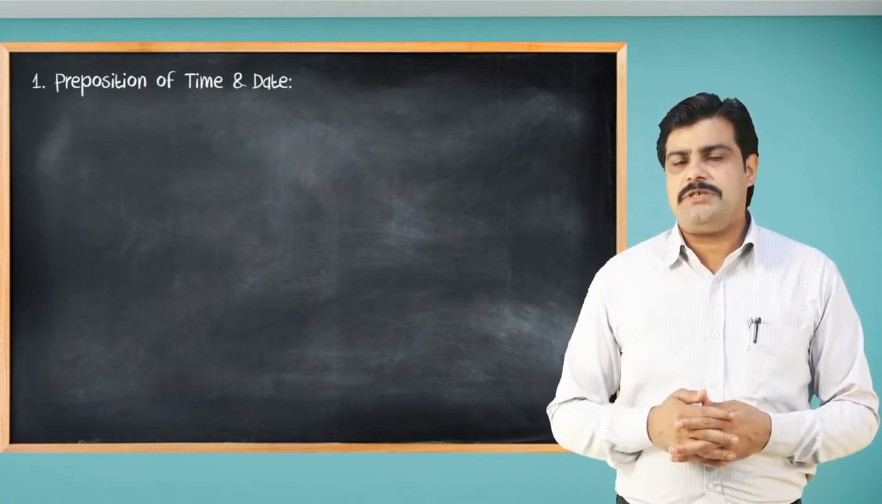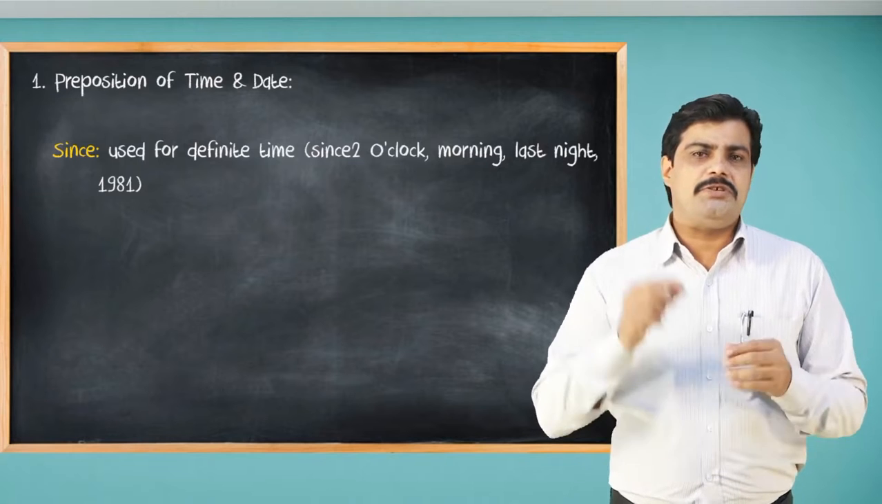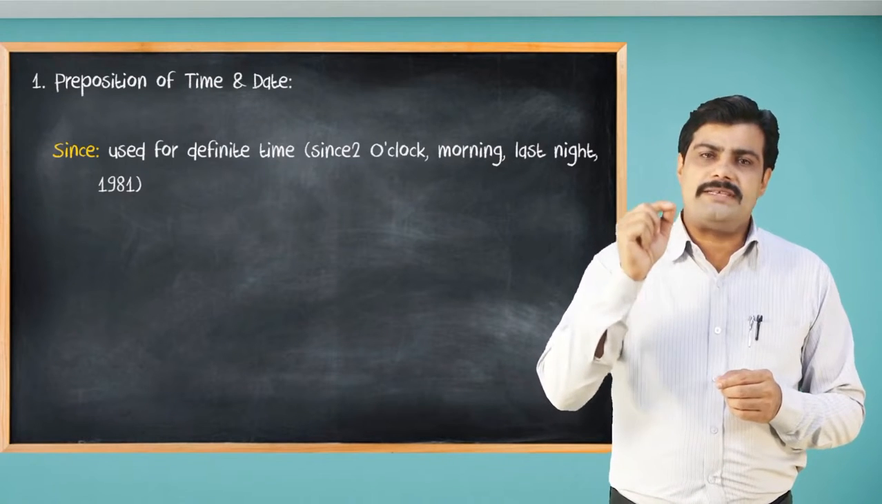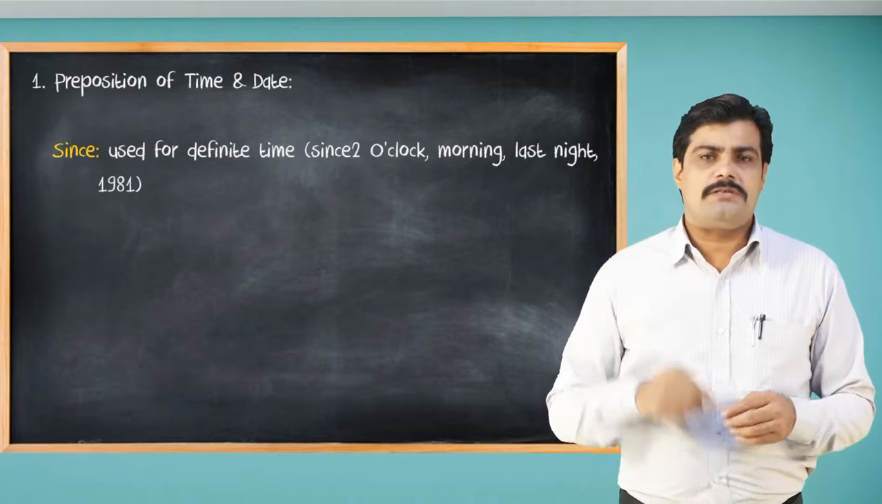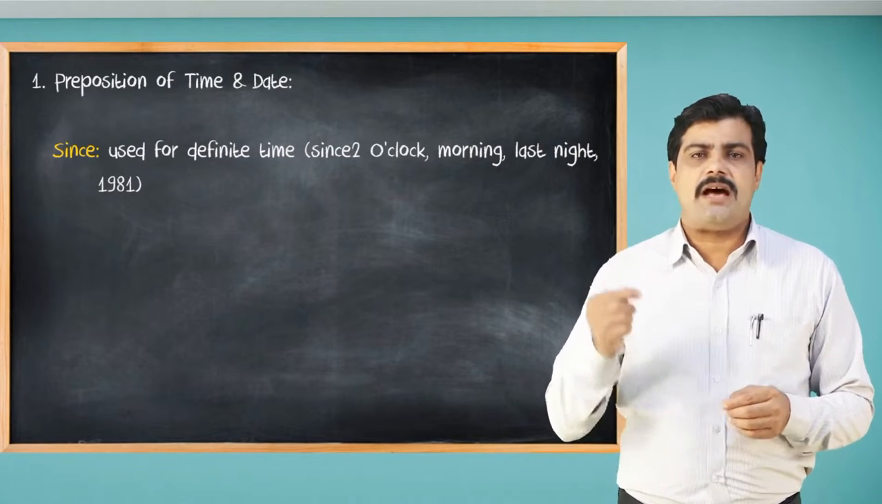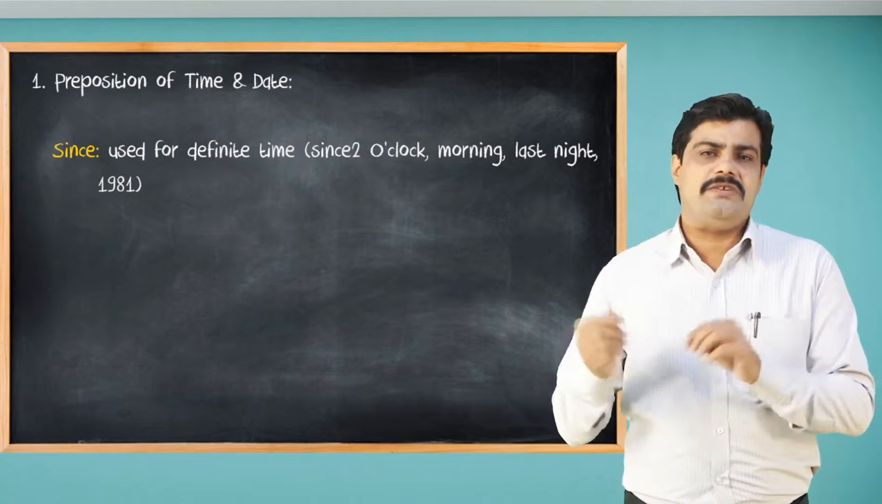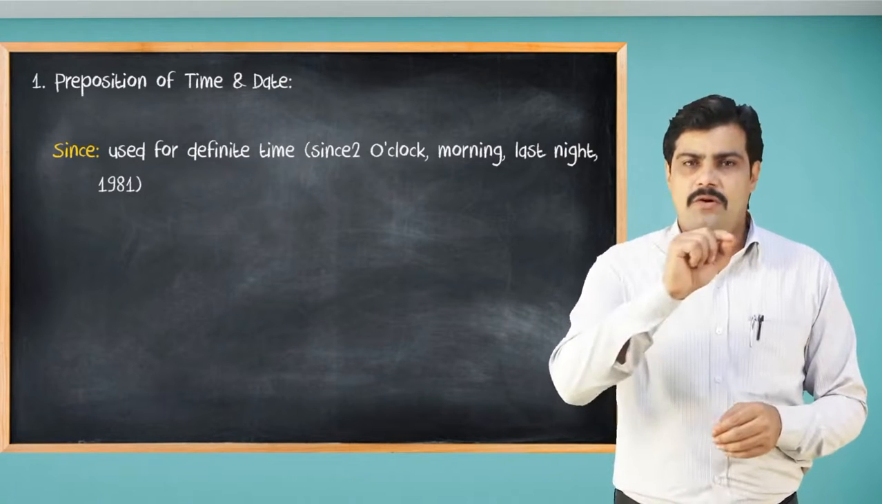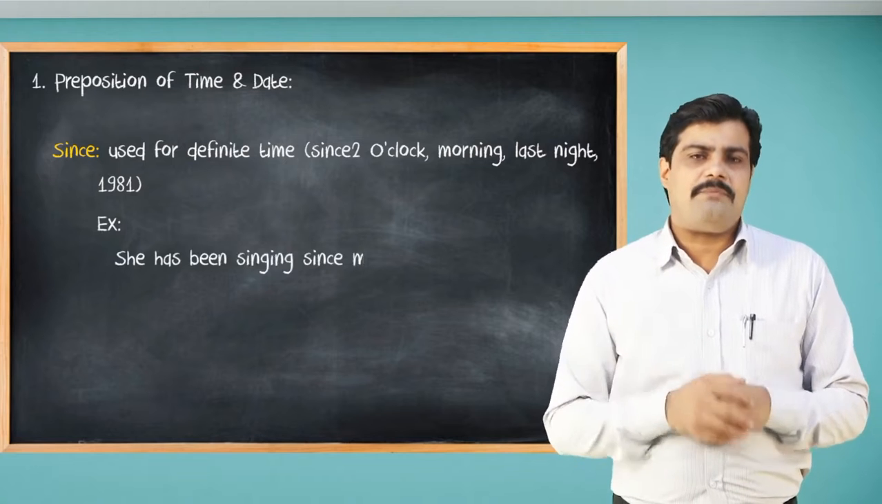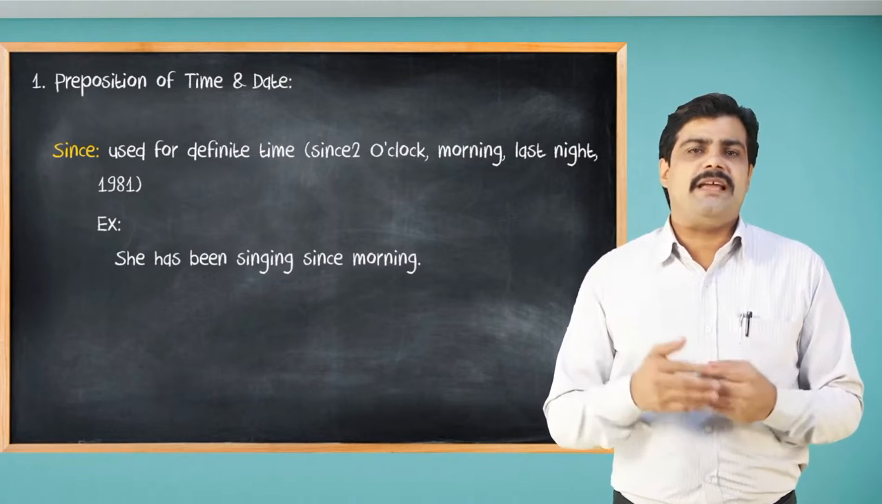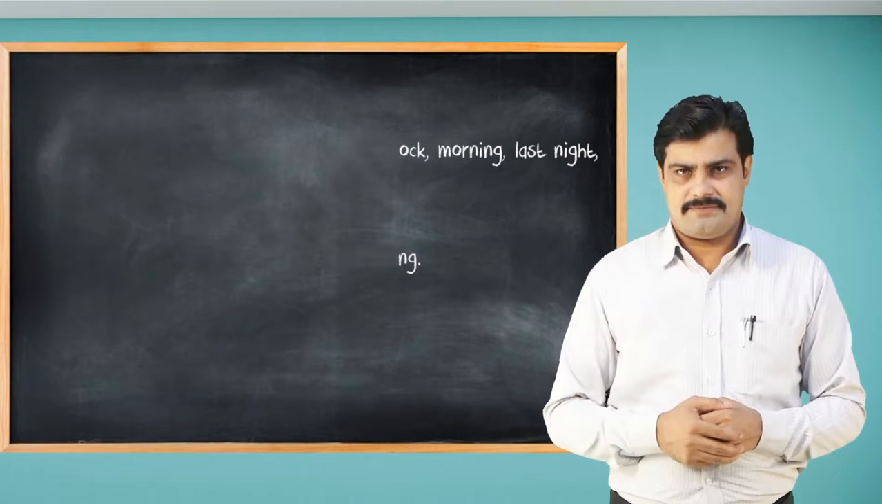Another preposition is since. Since is used for definite time. For example, since 2 o'clock, since morning, since last night, since 1981. Here you see that in all these expressions we have definite time. For example, she has been singing since morning.